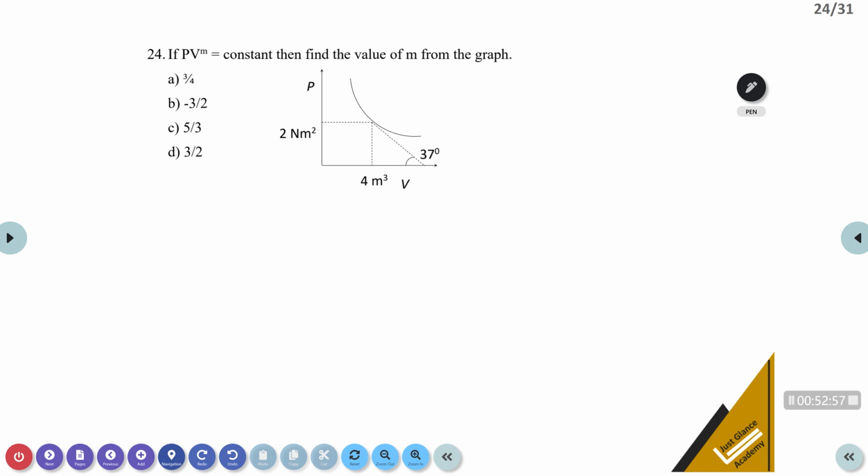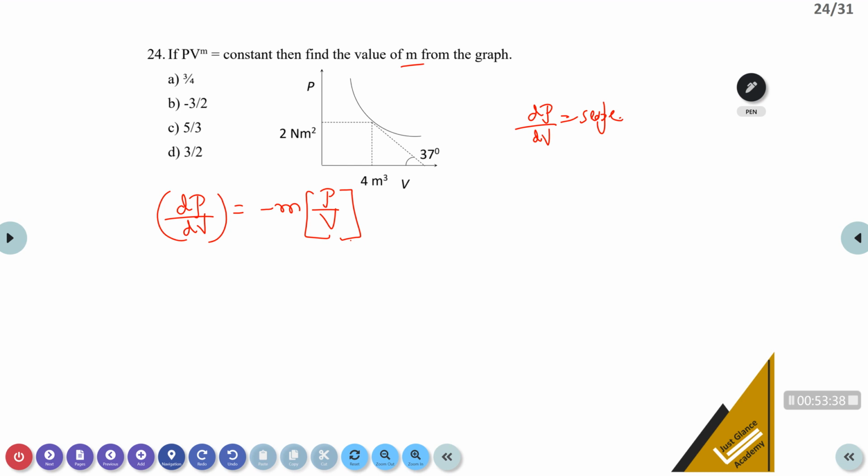Next, 24th. Very interesting question. Here PV raised to m equals constant. Find the value of m. By looking at this, it is an adiabatic process. In an adiabatic process, recall it, many questions I solved: dP by dV equals minus m into P by V. Students, dP by dV is nothing but the slope.